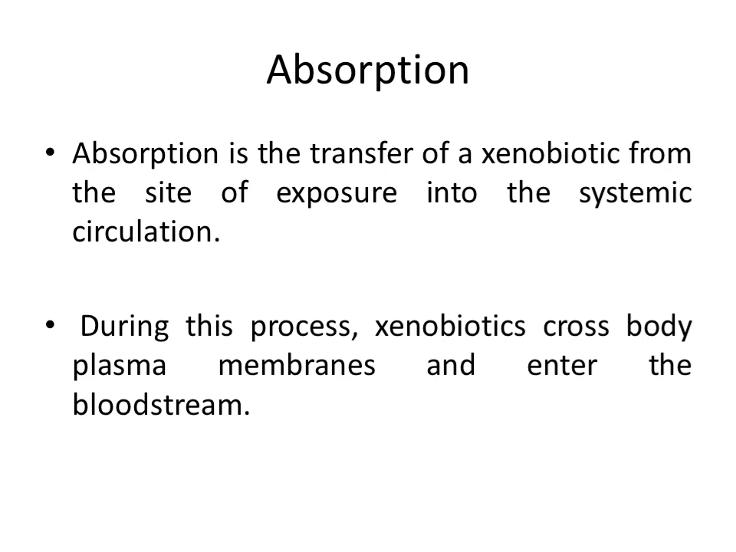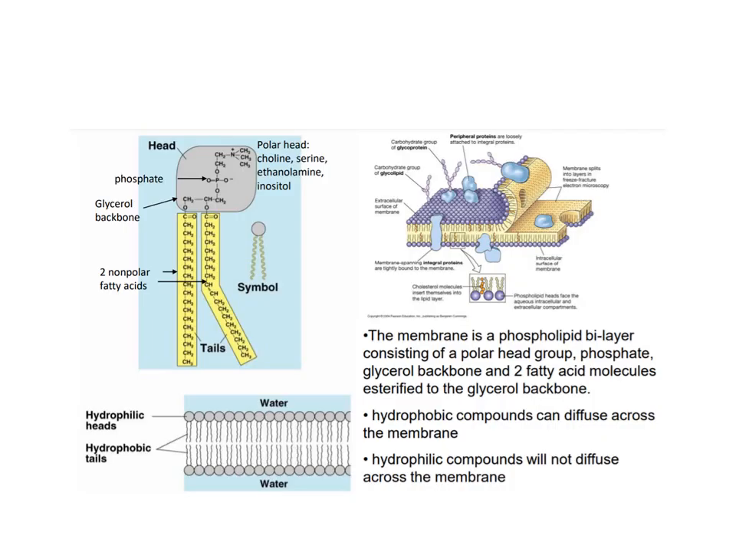So once the xenobiotic is in the blood, then we call it as the xenobiotic being absorbed. To get inside the blood, it has to pass through the plasma membrane. And as we all know, the structure of the plasma membrane consists of a polar head having phosphatidylcholine, serine, ethanolamine, and inositol. It has a glycerol backbone which is attached to non-polar fatty acids. These are the two tails which are present.